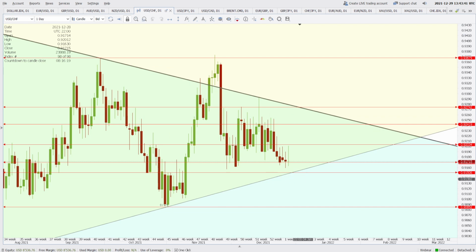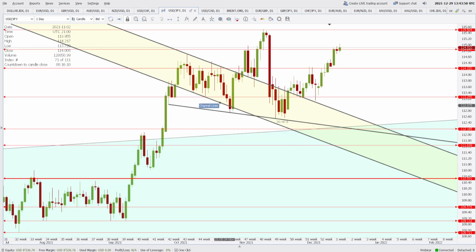So where is the support and resistance? Right now the price is trading at the support. After this, 0.9150 is the next support. On the higher side, 0.9203 is the resistance for the USD CHF.